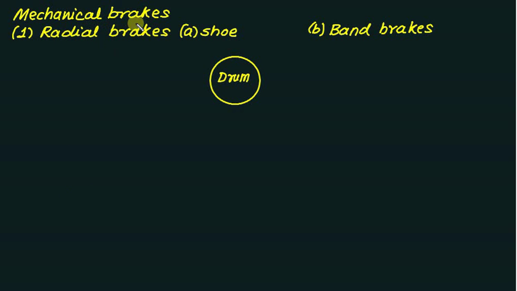The mechanical brake design is classified into two categories. One is called radial brakes and the other is called axial brakes.